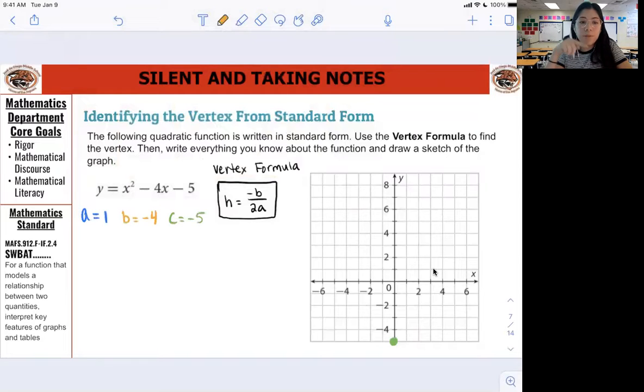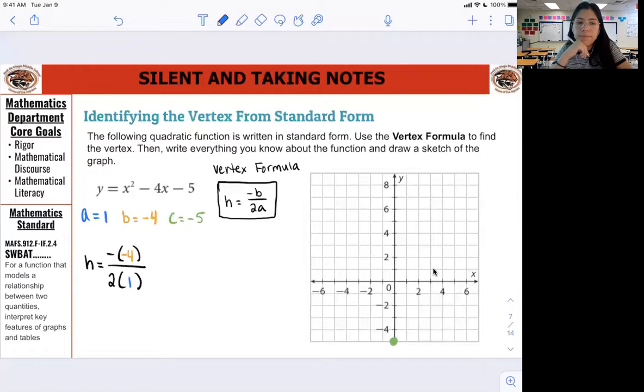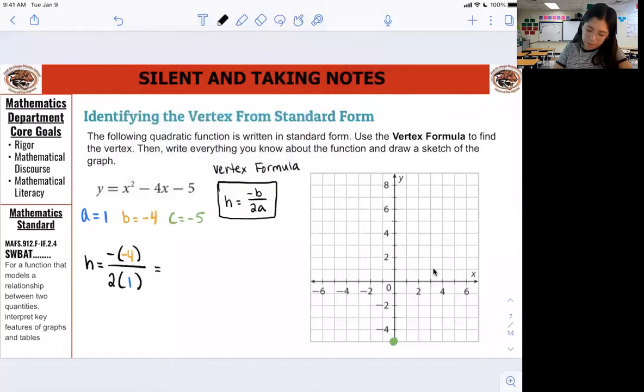And what we're going to do is put the numbers into our formula. So h equals -b over 2a. I'm going to plug in my b, which is -4, and I'm going to plug in my a, which is 1. So it would be +4 over 2, and 4 divided by 2 is 2. Now, this is my h. So I just found out that h equals 2.